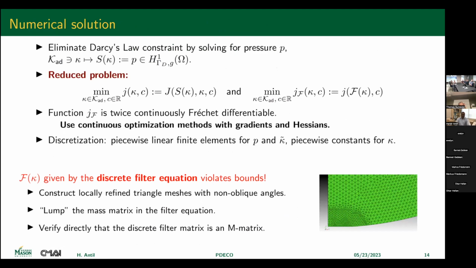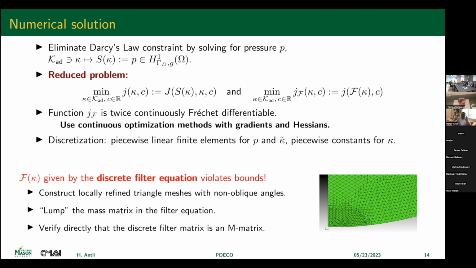All right, so how about we try to solve this problem? We can write the problem in the so-called reduced form, where we define a control to state map. And then our reduced problem is, I've eliminated the PDE constraint. They're implicit. We can establish that our reduced objective function is twice continuously Fréchet differentiable. Therefore, we can use gradient or Hessian-based algorithms to solve this problem. From the discretization point of view, we use piecewise linear finite elements for both P and kappa tilde, which is our filtered permeability, and piecewise constant discretization for kappa.